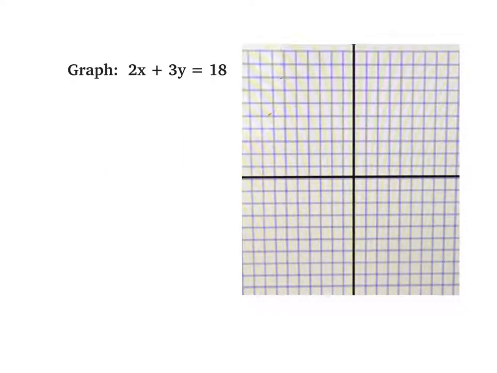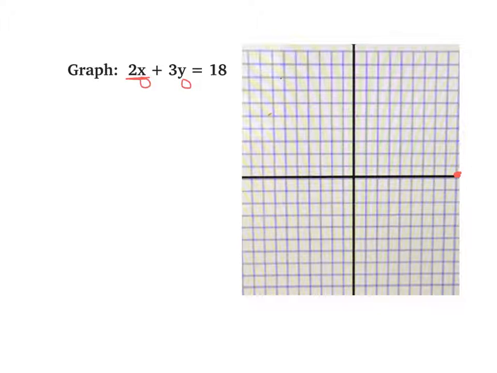So all I'm going to do is look at the number right here. I'm going to put a 0 in for the y to find my x-intercept. If I put 0 in for y, the whole 3y becomes 0. So that means 2x is 18, which means x is 9. So I'm going to go to 9 on my x-axis. 1, 2, 3, 4, 5, 6, 7, 8, 9. Barely fits right there.